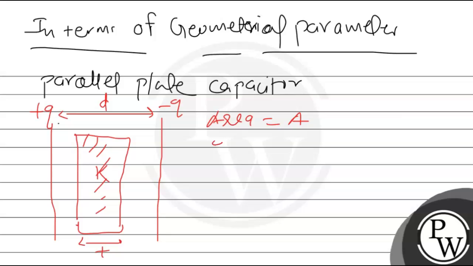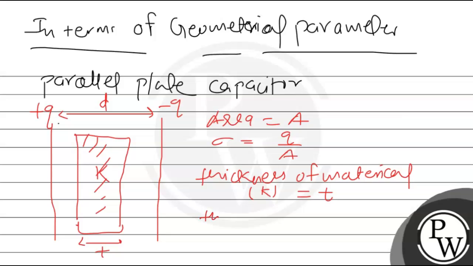So we can simply write that the surface charge density is Q upon A, and the thickness of the material of dielectric constant K is T, and the thickness of air is D minus T.